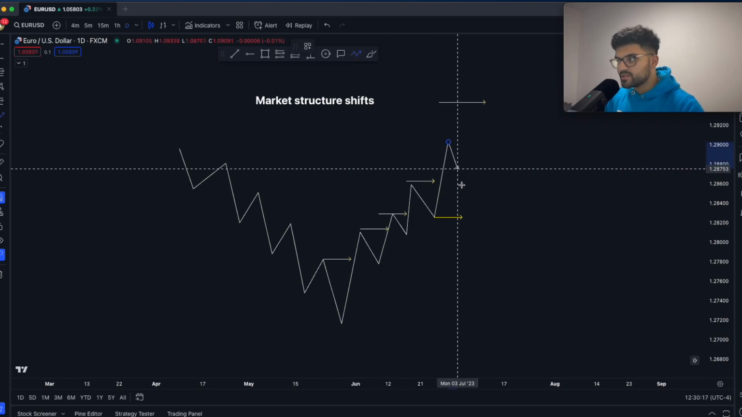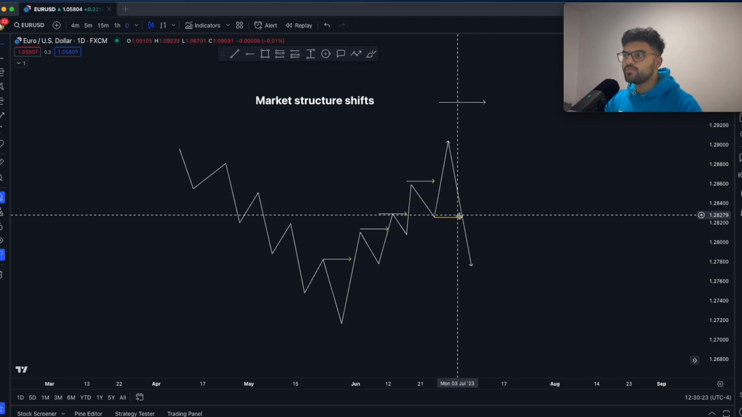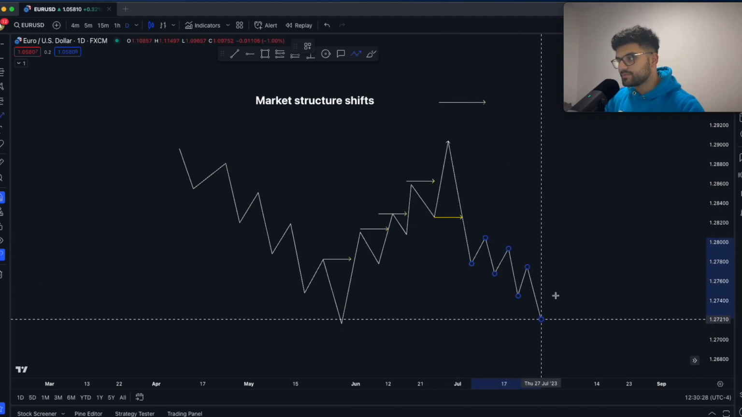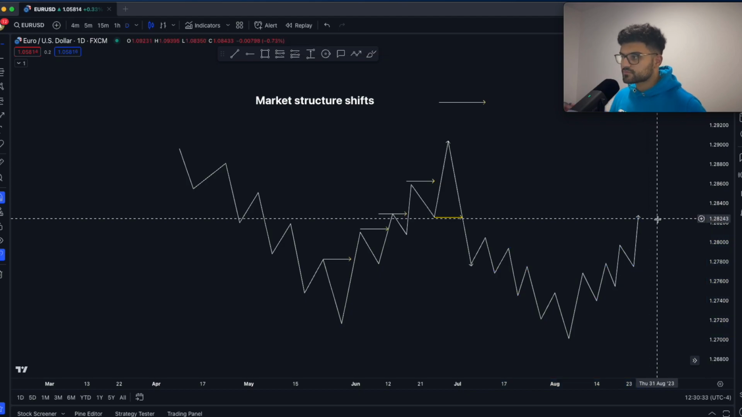So it would have to be something like this. If this happened and we broke below it with a body close, then we could be confident that we have switched trend and now we are going to go bearish. So it could be something like this until we might break a high and then go bullish again. So that is pretty much the basics of market structure shifts and how you can tell when there is a trend and when the trend shifts to the other direction.